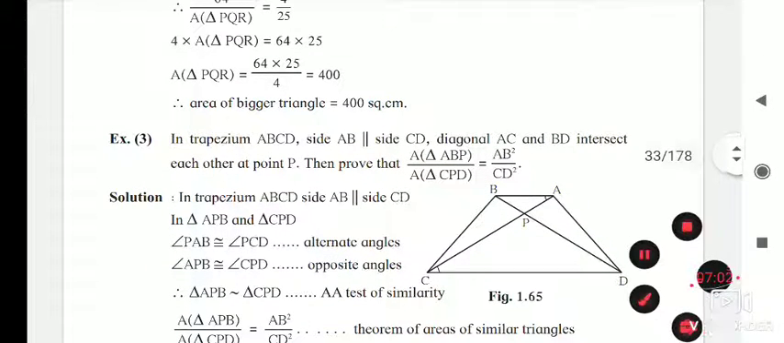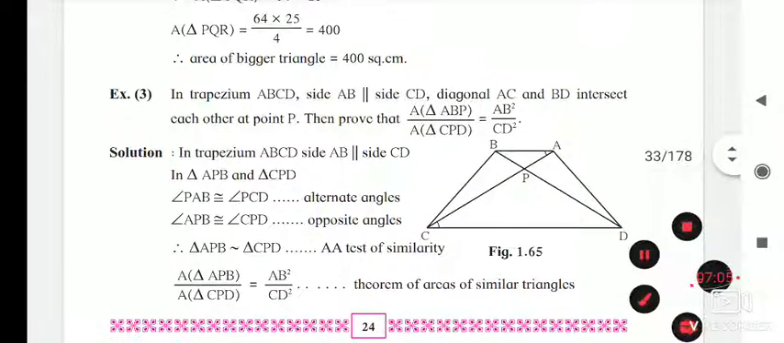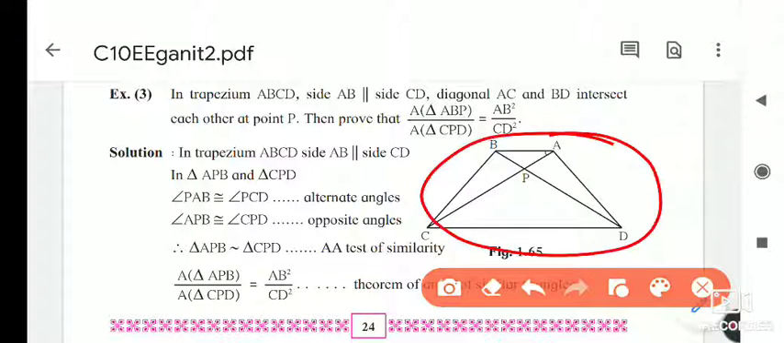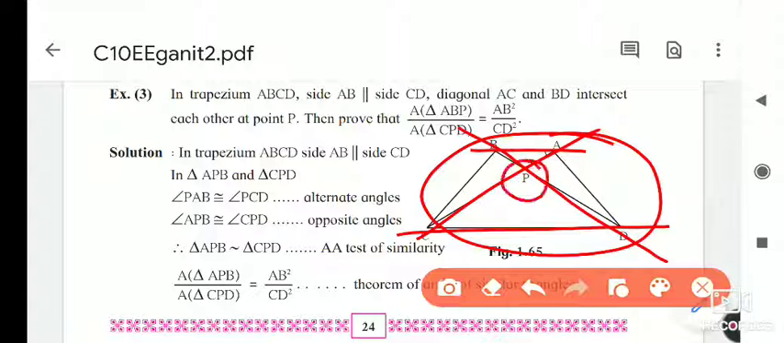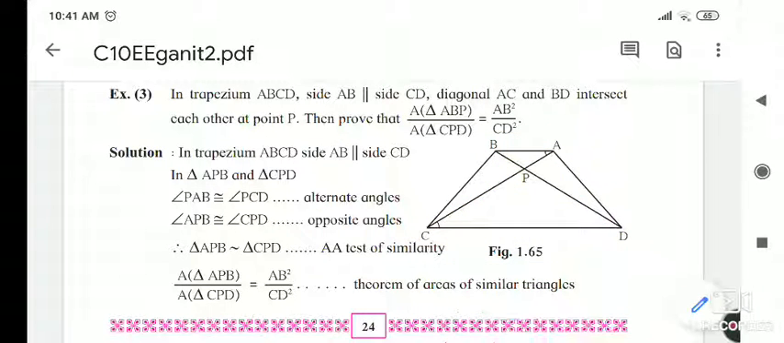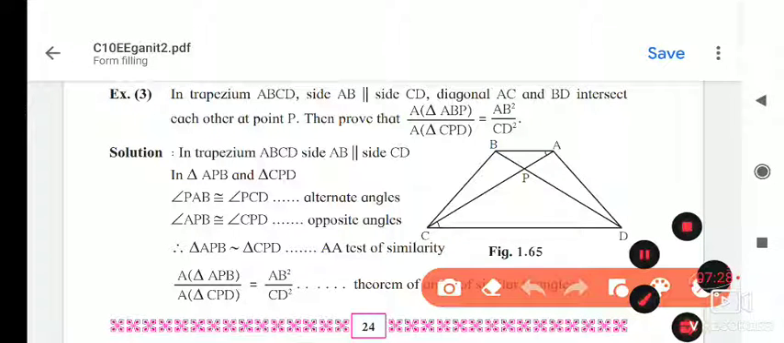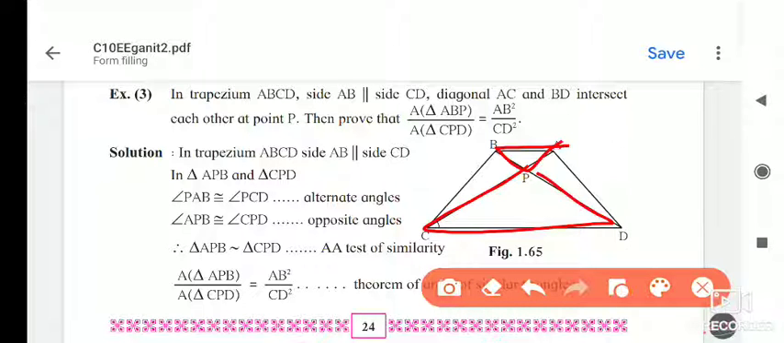Now question number three. In trapezium ABCD, AB is parallel to CD, and diagonals AC and BD intersect each other at point P. We have to prove that area of ABP, this small triangle, upon area of CPD is equal to AB square upon CD square.